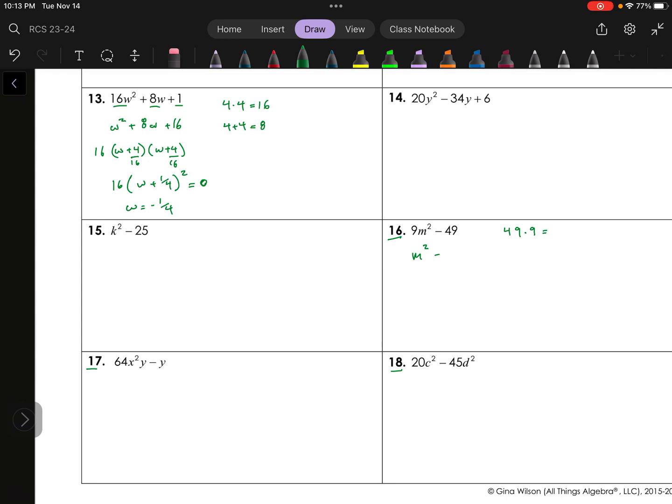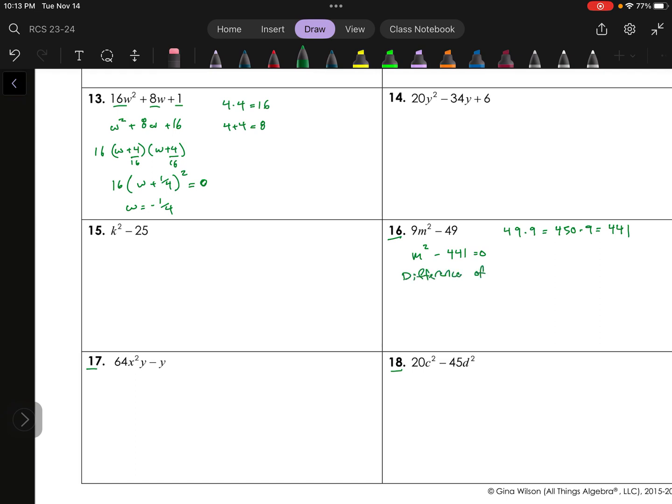Might be kind of hard to think of. The way I think of this is that I'm going to do 450 minus 9, so that's going to go to 441. So I've got m squared minus 441 is equal to 0. And maybe you don't know what the square root of 441 is. I suspect that it's 21, but I am checking. It is indeed 21.